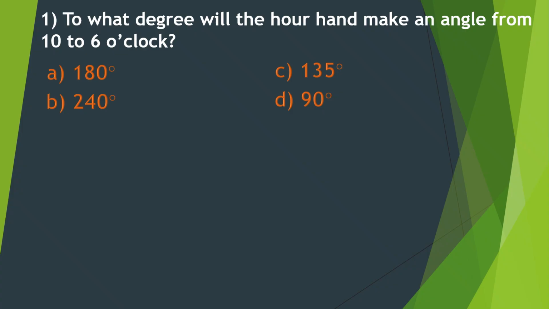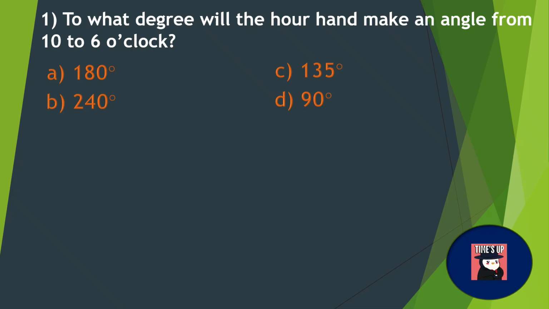Here comes the first question on your screen and your timer starts now. Try to solve it. To what degree will the hour hand make an angle from 10 to 6 o'clock? What is asked here? Degree is asked. And you know 12 hour is equal to 360 degrees. So 1 hour is equal to 30 degree. Correct? Time's up. We'll solve this.